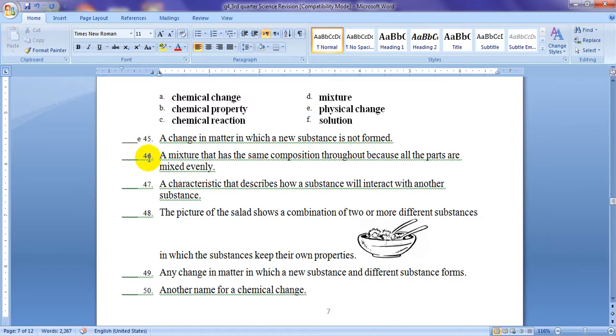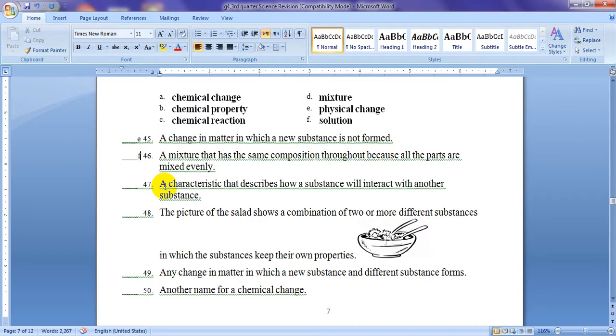The next one, a mixture that has the same composition throughout because all the parts are mixed evenly. The parts inside this mixture disappeared. They are not here anymore. We cannot separate them. We cannot find these parts. What did we call this kind of mixture? We call it a solution, which is letter F.